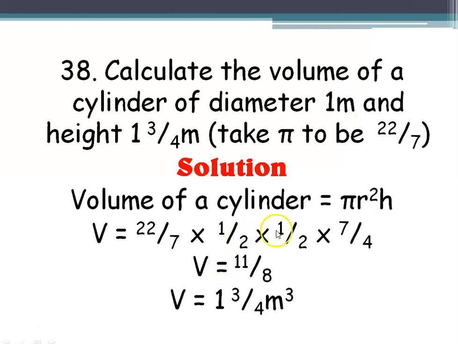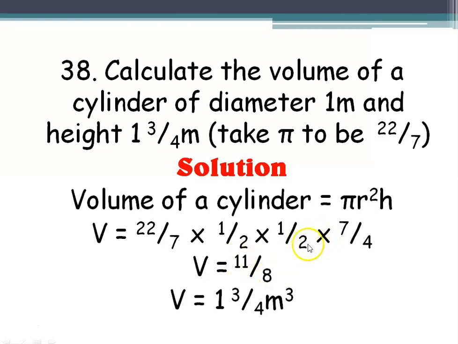1 over 2 times 1 over 2, because I have radius square, times height. My height is 1 and 3 over 4. So I'll change this to improper fraction. 4 times 1, 4, plus 3, 7. 7 over 4. Is that taken? Okay, so this 7 can cancel out this 7. Then this 2, here 1, 2, here 11. So I'm left with 11 over 8.